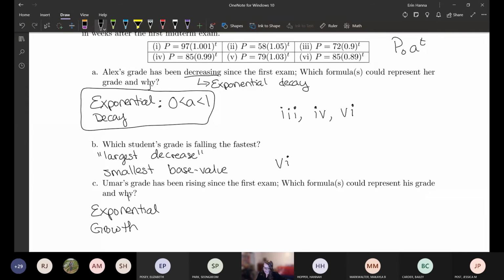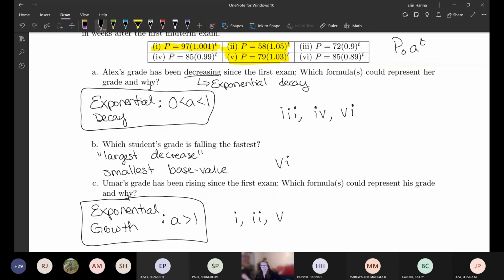I didn't really state it as a y, but that's essentially what the y is. So we're looking for a base value that's greater than 1. We've got 3 options for this one too. We've got the 1.001, 1.05, and 1.03. All of those are greater than 1. All of those represent exponential growth. So all of those are functions that are growing and increasing over time.